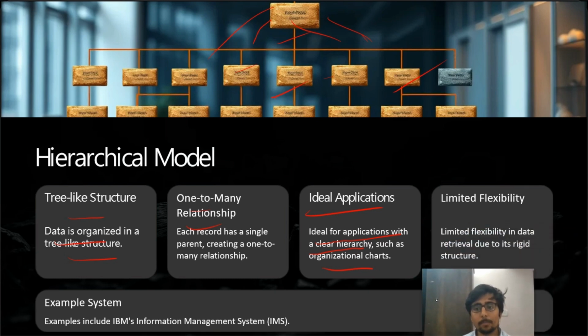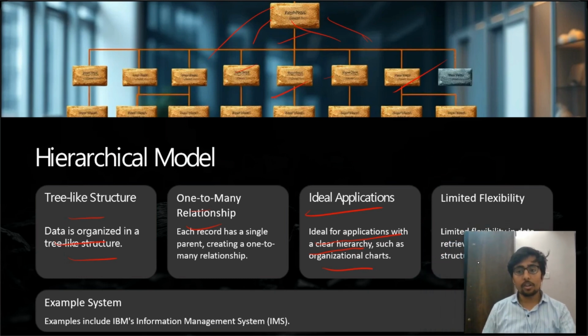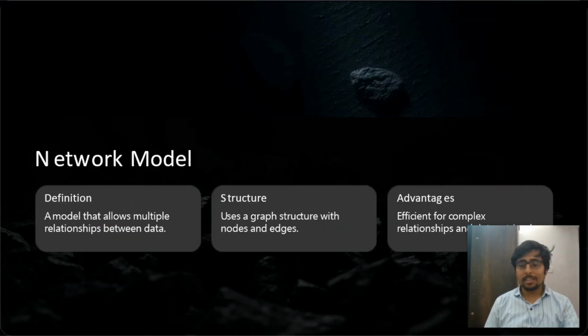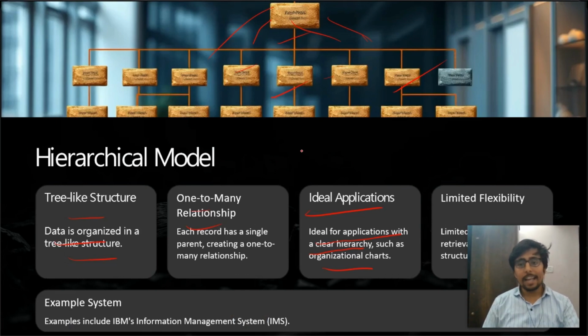It also has limited flexibility in data retrieval due to its rigid structure. This is very rigid in nature, so data can be accessed, but there are limitations. For example, one child cannot have two parents in a hierarchical data structure. Those types of problems you cannot solve with the help of the hierarchical data structure. So for that, we'll discuss the network data structure next, after this slide.